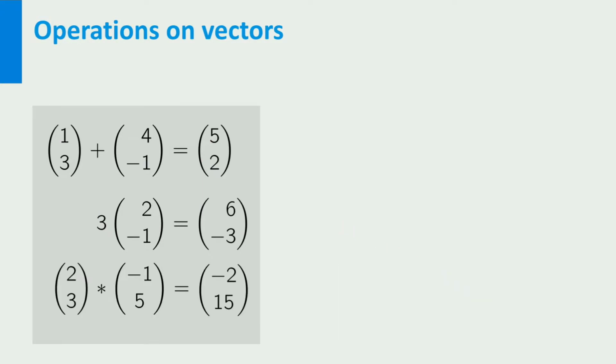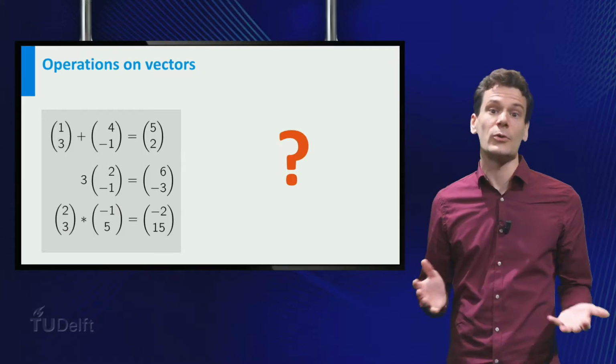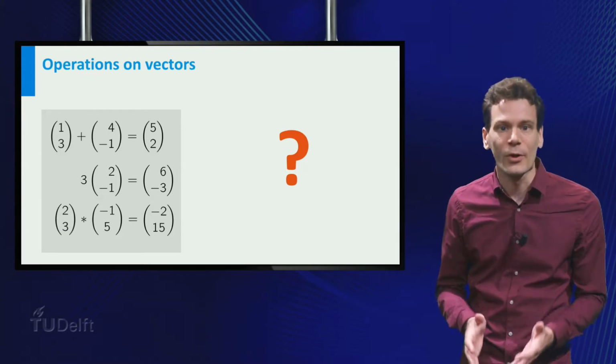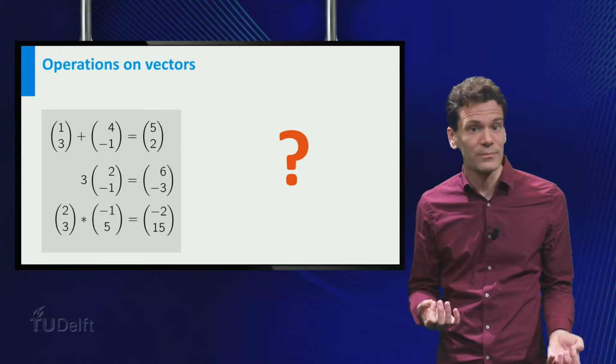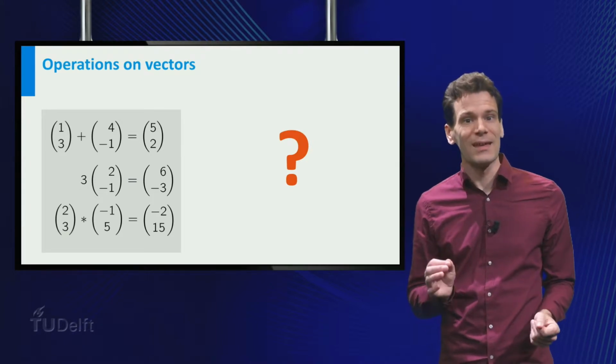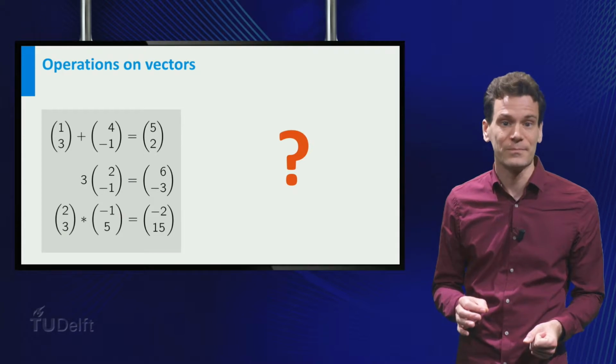Unfortunately, multiplying two vectors component-wise does not have any clear geometric meaning. So, the question is, can we find a product of vectors that is related to geometric properties of these vectors? And the answer is yes. Let me first just give you the definition.